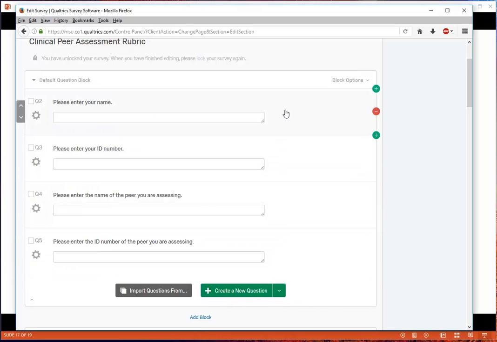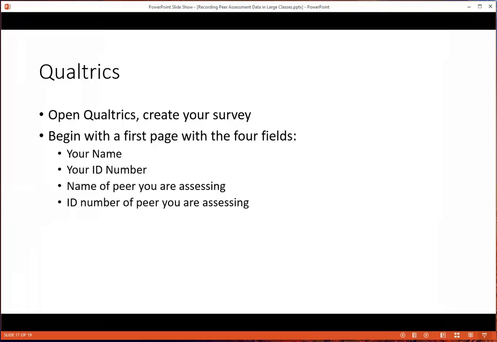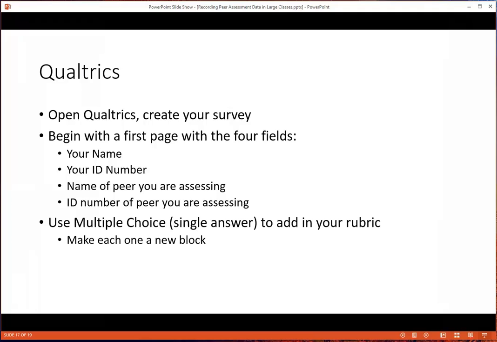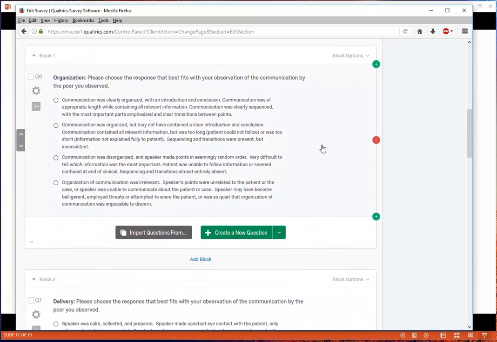These 4 things: your name, your ID number, name of the peer you're assessing, ID number of the peer you're assessing. As an instructor, you'll be most interested in these ID numbers. This is kind of like a check in case someone actually puts in the ID number wrong. So after you've done that, you use multiple choice single answers to add in your rubric, and then make each one a new block. So here's what we've done here.